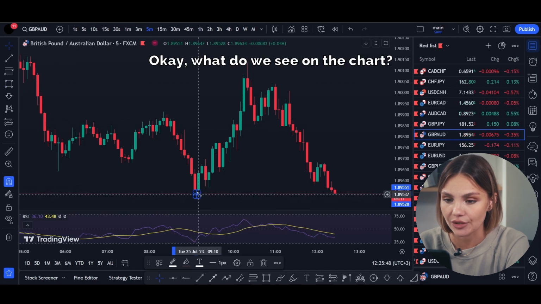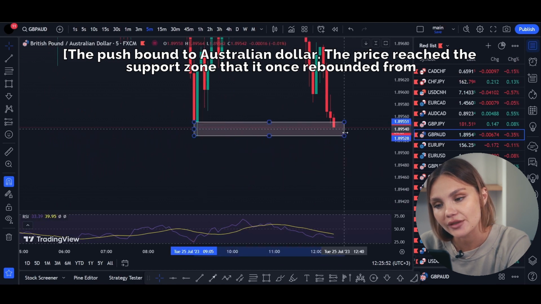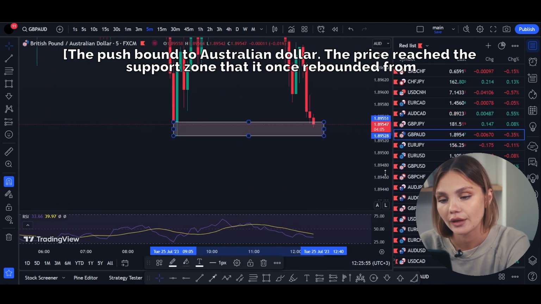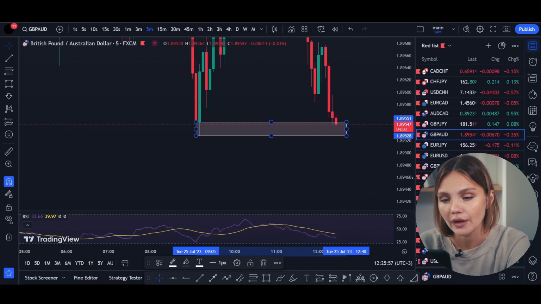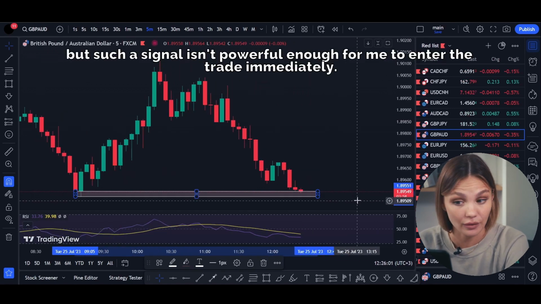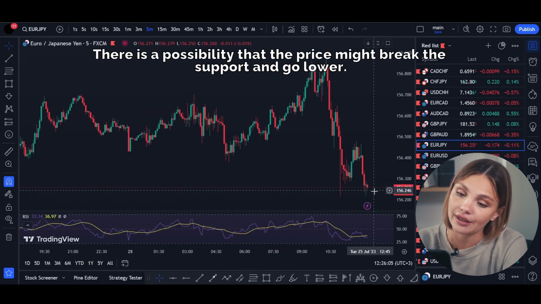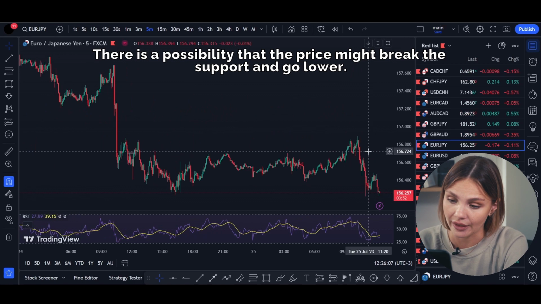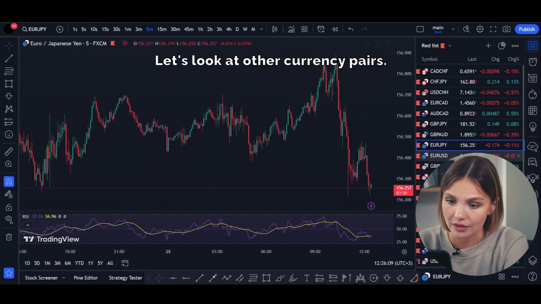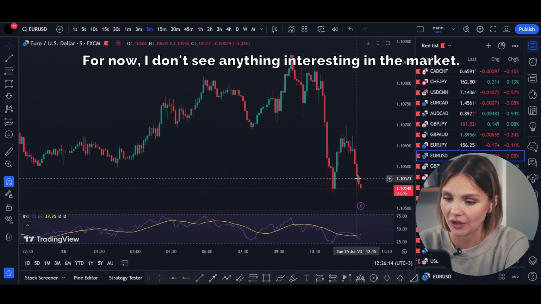Okay, what do we see on the chart? British pound to Australian dollar. The price reached the support zone that it once rebounded from. Support was formed by a pin bar reversal pattern, but such a signal isn't powerful enough for me to enter the trade immediately. There is a possibility that the price might break the support and go lower. Let's look at other currency pairs. For now, I don't see anything interesting in the market.